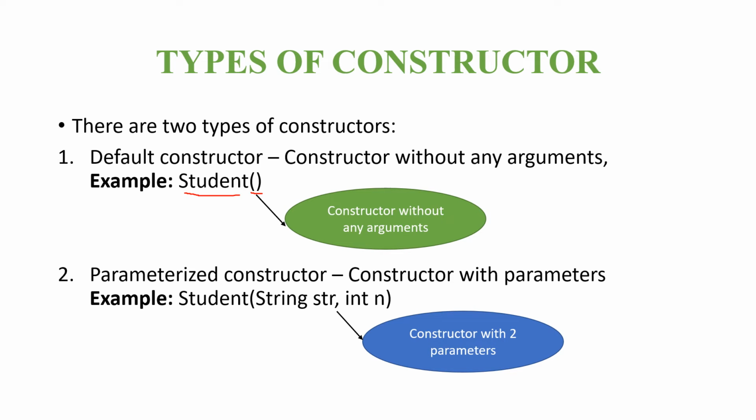And coming to the parameterized constructor, if the constructor is passed parameters, then it is called a parameterized constructor. Look here, another example, the same Student. Student is the constructor name. And inside the parentheses, I have passed two parameters. One is String str, and the other is int. So that is the default constructor and the parameterized constructor. A default constructor is a constructor without any arguments and a parameterized constructor is a constructor with parameters. I hope this is clear. We will see programming examples for the types of constructors in the coming slides.